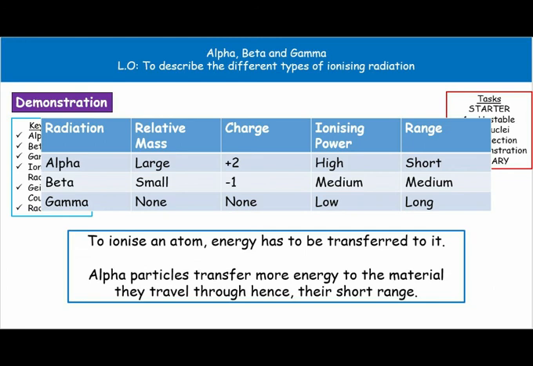So if they're transferring lots of that energy to materials they're coming into contact with, then that's obviously going to reduce how far they can go. That's why you've got that correlation between the ionizing power and the range there. So 30 more seconds to get those bits written down.